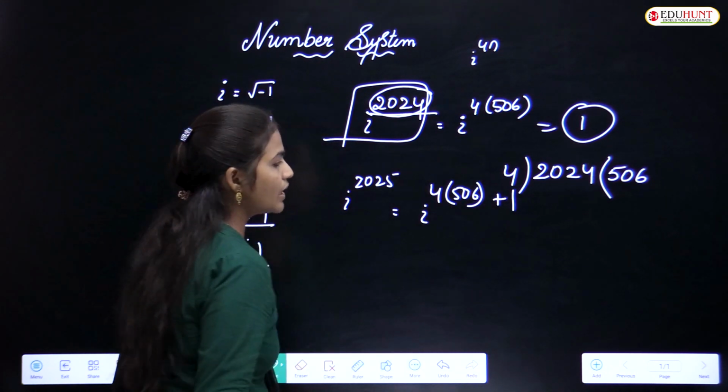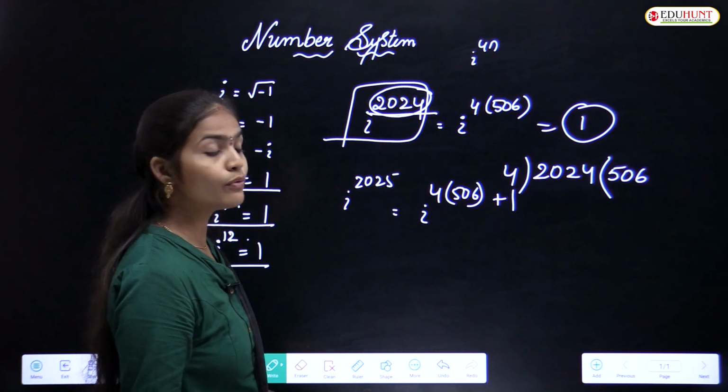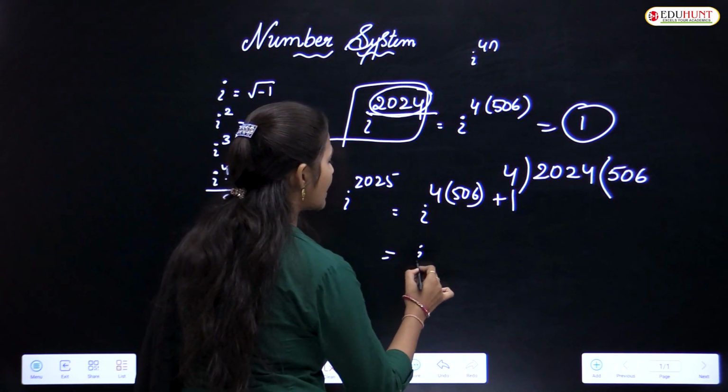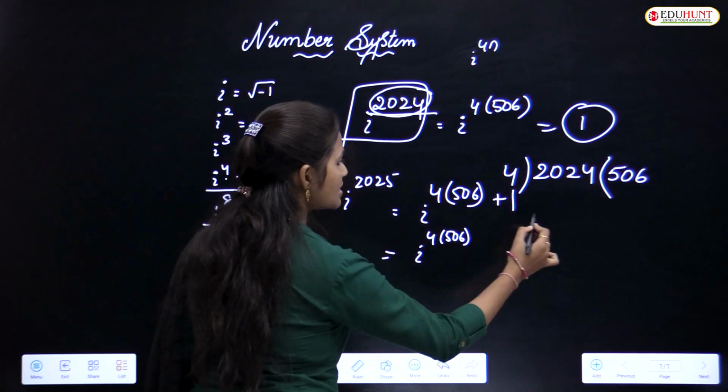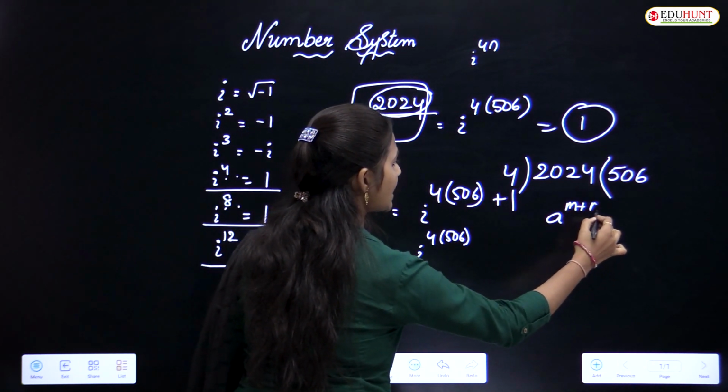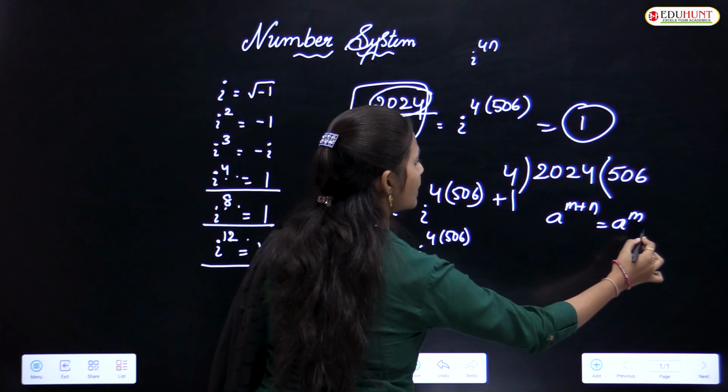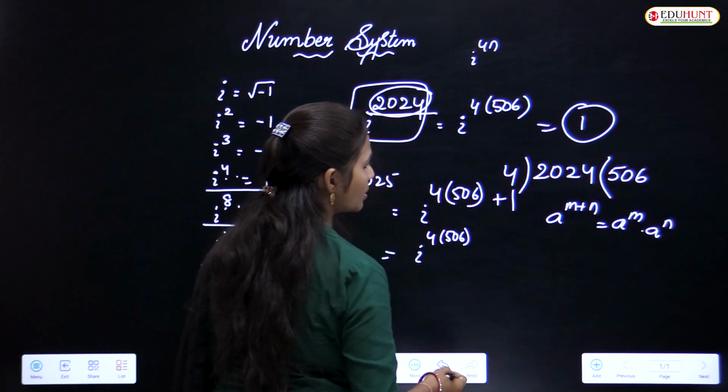Still we have that 1. Now this one we can write as i power 4 into 506. Now this is in the form of a power m plus n, so we can divide this into a power m into a power n formula.